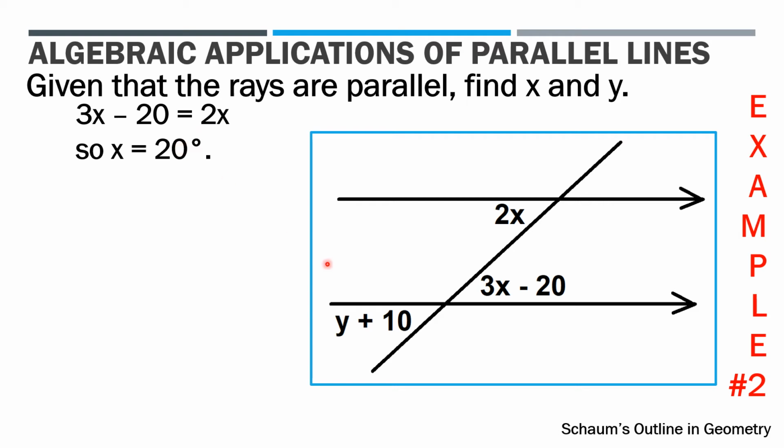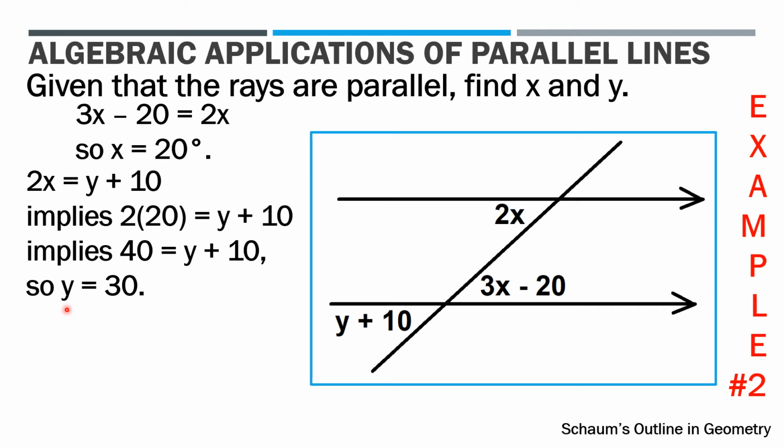Now observe that 2x and y plus 10 are corresponding angles. If these lines are parallel, its corresponding angles are congruent, so we can equate 2x and y plus 10. By substitution, since we already know that x is 20 degrees, 2 times 20 is equal to y plus 10, which implies that 40 is equal to y plus 10. By transposition, y is equal to 30 degrees.